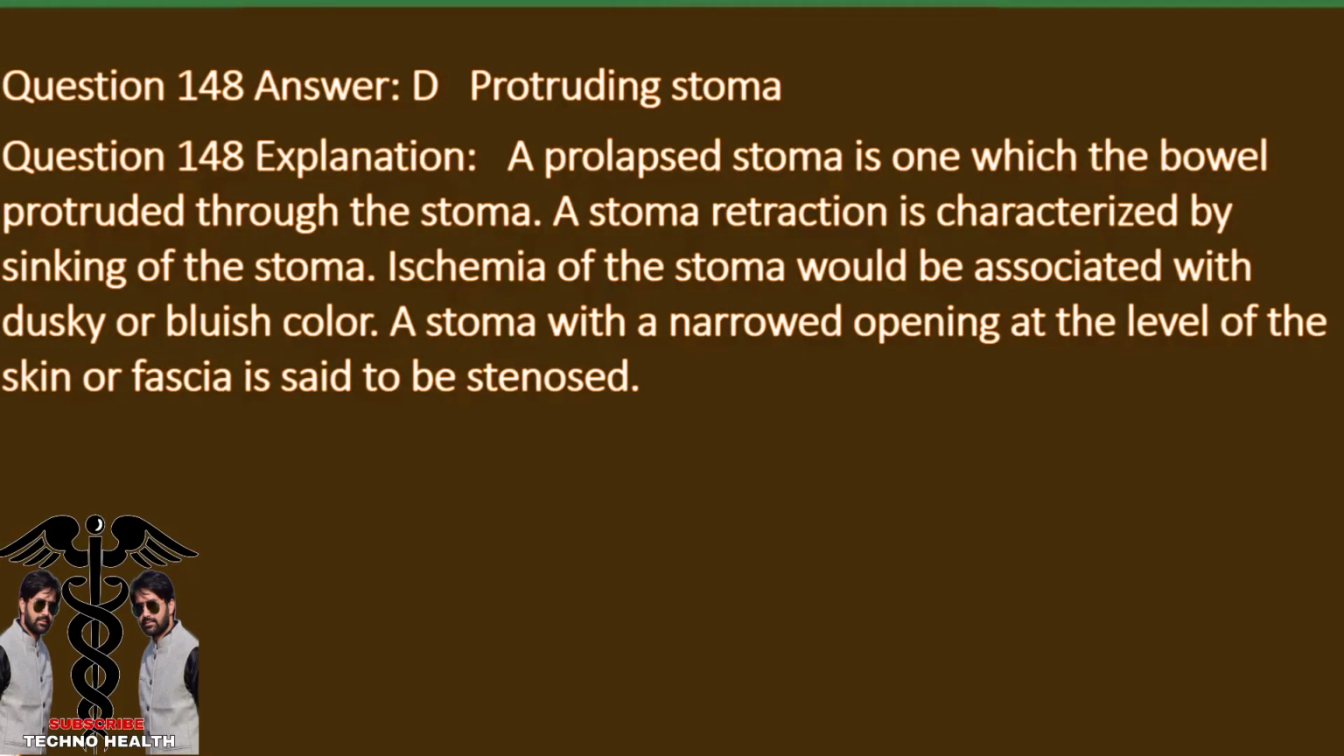Question 148. Answer: D. Protruding stoma. Explanation: A prolapsed stoma is one in which the bowel protrudes through the stoma. A stoma retraction is characterized by sinking of the stoma. Ischemia of the stoma would be associated with dusky or bluish color. A stoma with a narrowed opening at the level of the skin or fascia is said to be stenosed.